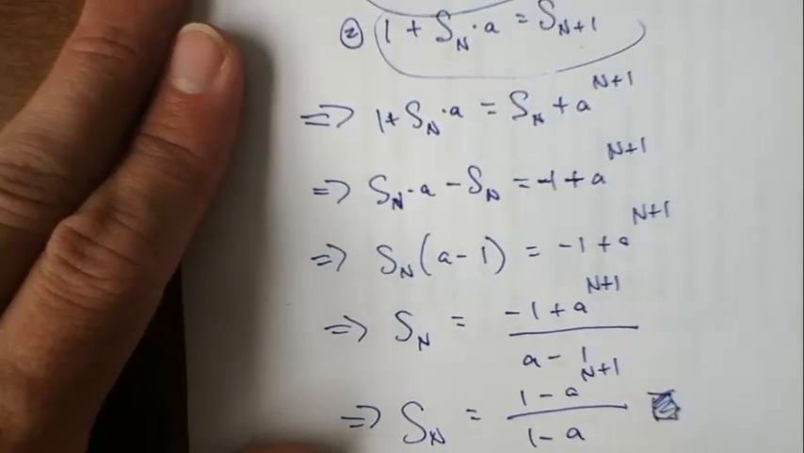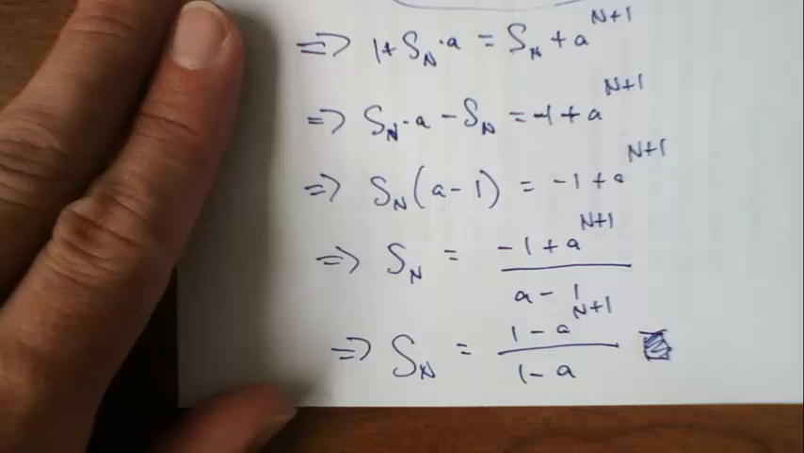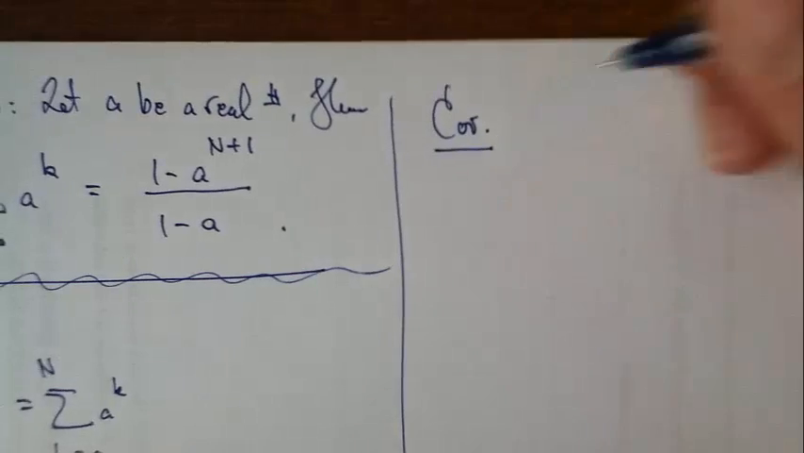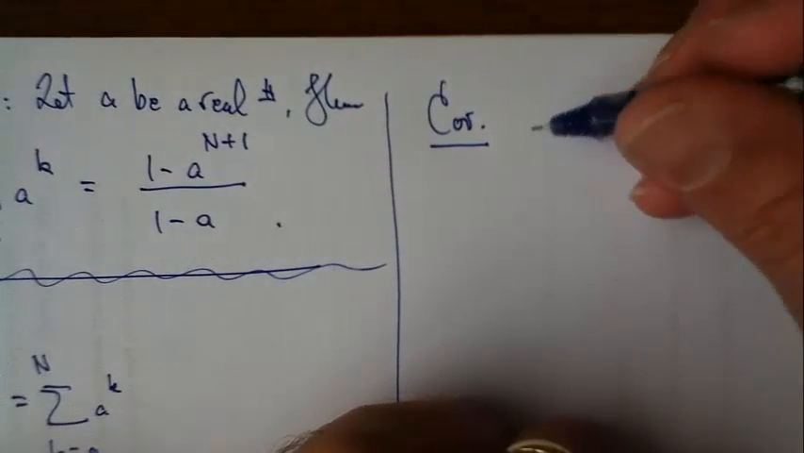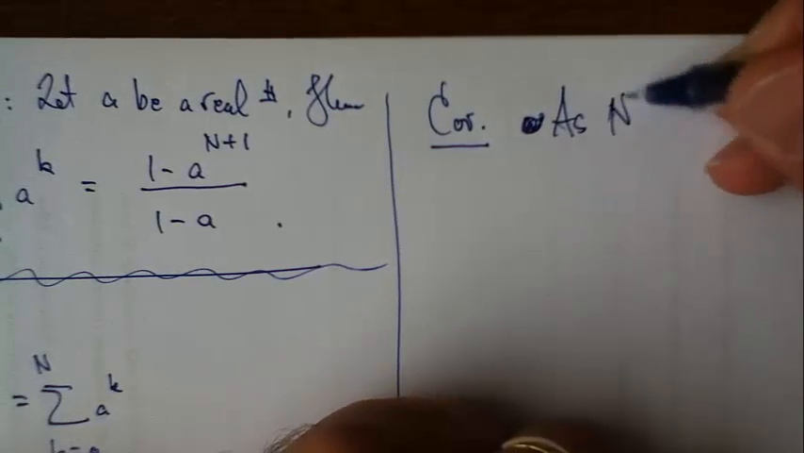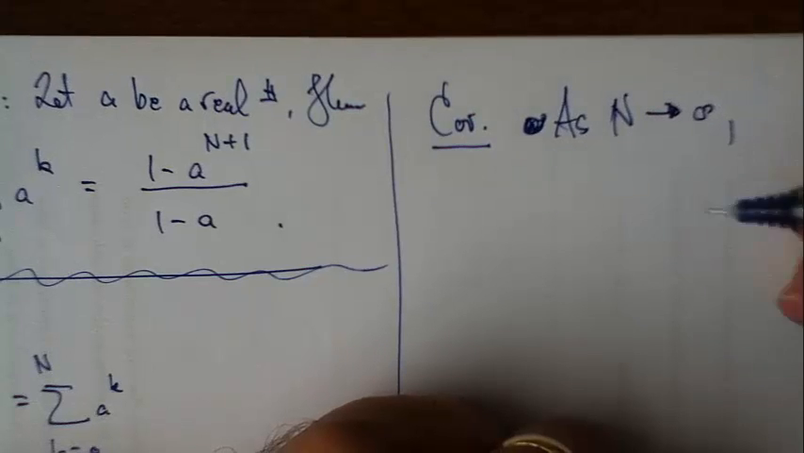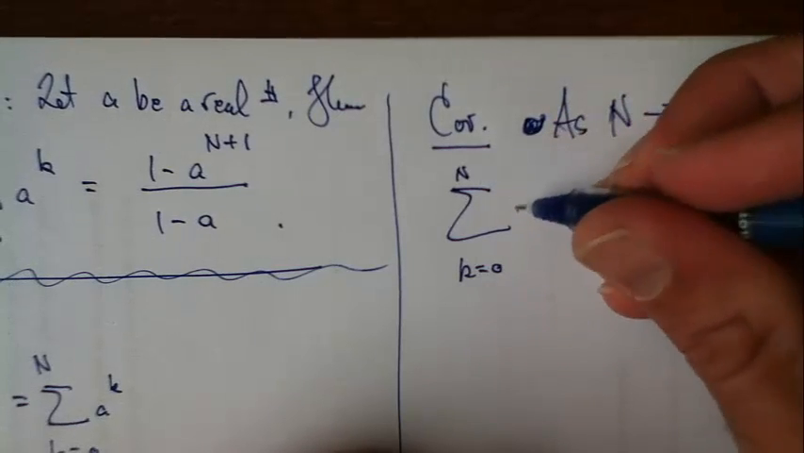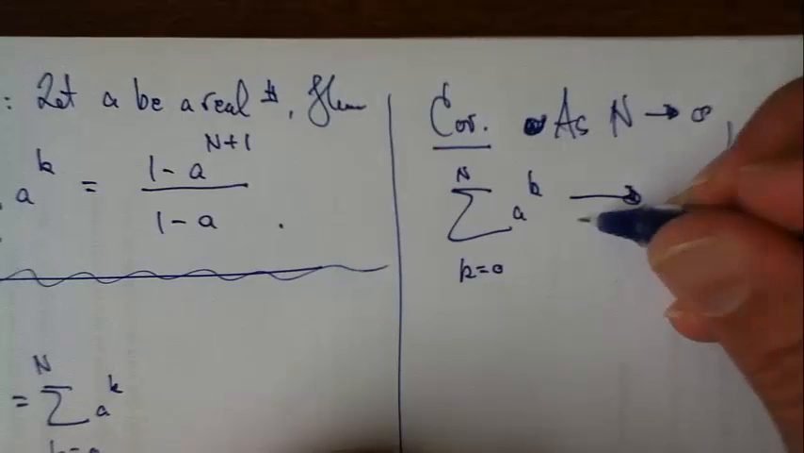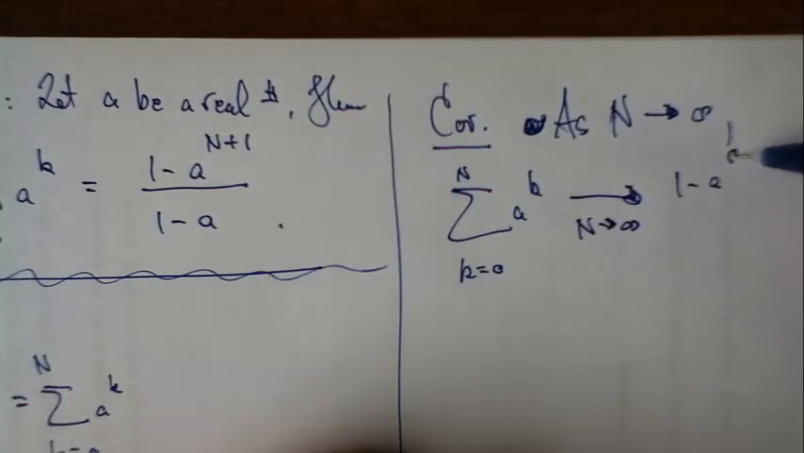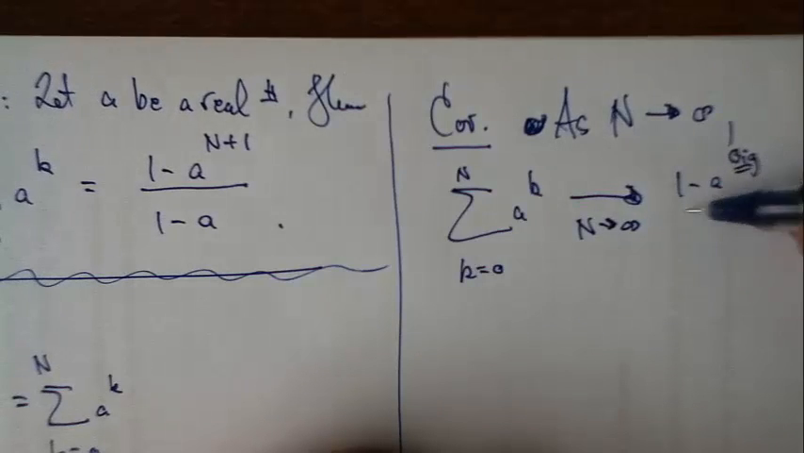Okay, that's very, very useful for simplifying sums. Also, note, as a little corollary, that as n goes to infinity, this thing is approaching, well, what? 1 minus a to the something big, over 1 minus a.